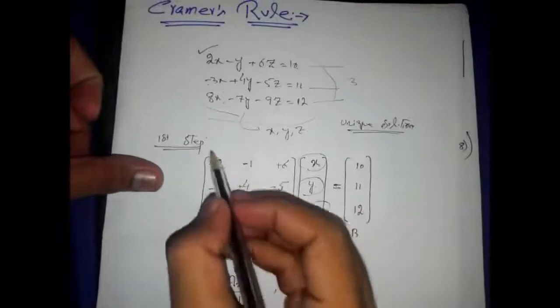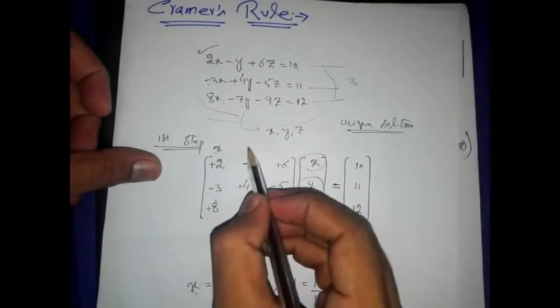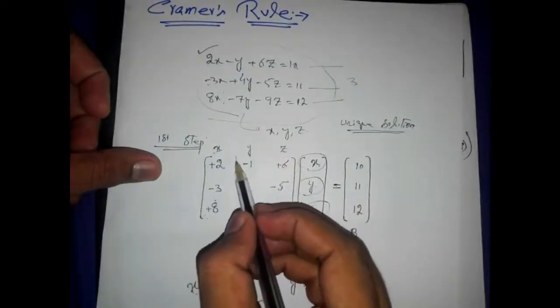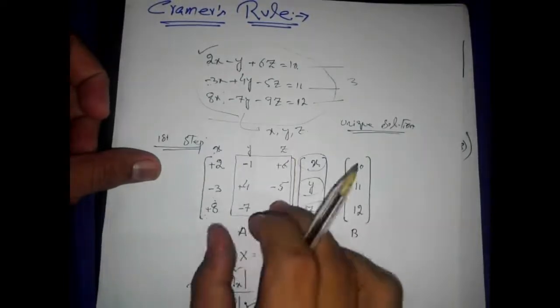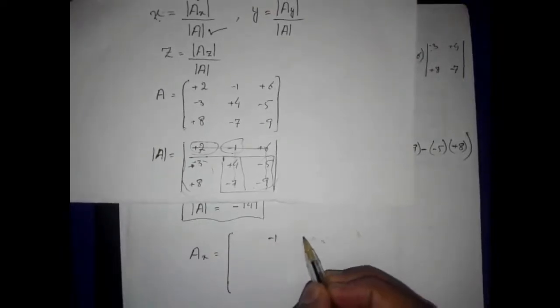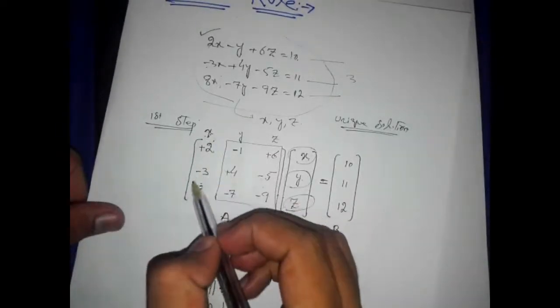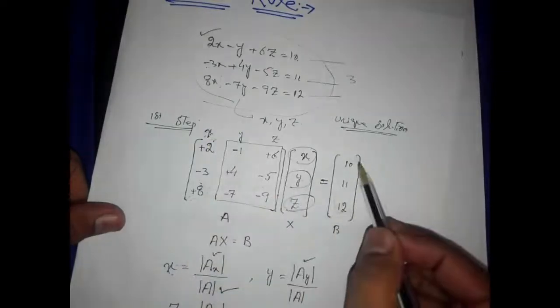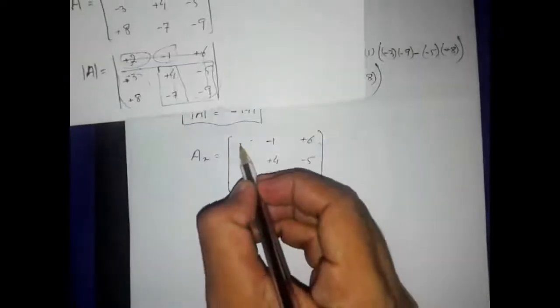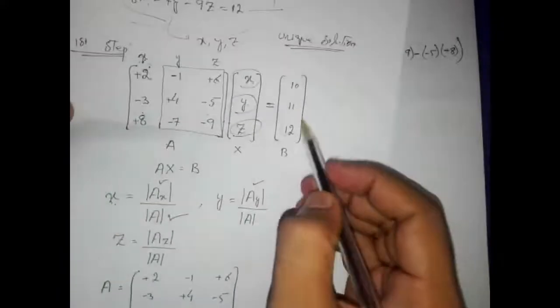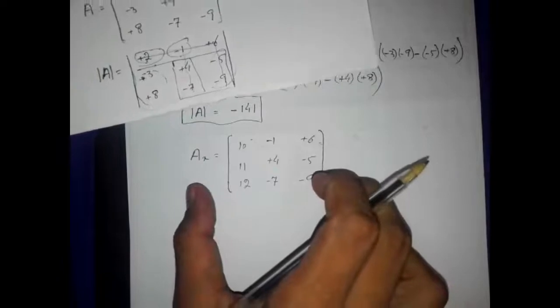As we know, consider that this is my x column, this is my y column, and this is my z column. For Ax, you write these numbers same as they are. So I write it like minus 1, plus 6, plus 4, minus 5, minus 7, minus 9. Now close the bracket. Here in the x region, instead of this column, I take this column and write these numbers here. So it will be equal to 10, 11, 12. So this matrix will be my Ax matrix.